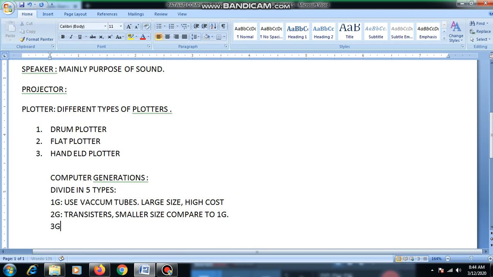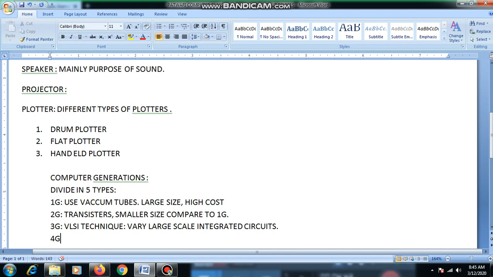Now in the third generation we use VLSI technique, very large scale integrated circuits. These computers are very small, low cost, with good speed, reliability, and storage efficiency also.